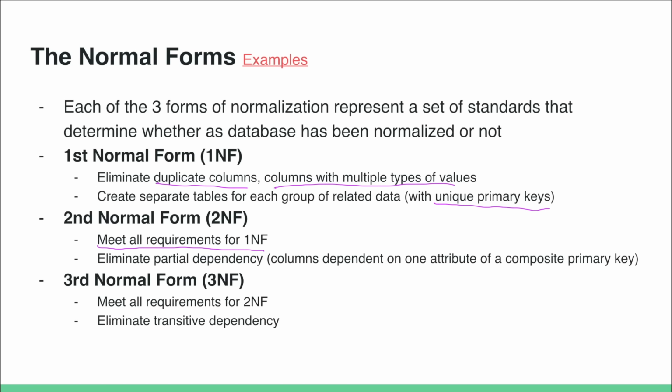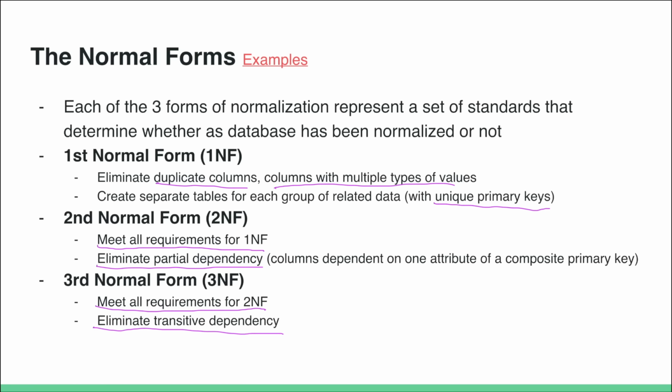The second normal form: meet all the requirements for first normal form, and then eliminate partial dependency, which we're going to talk about in an example here. And in the third normal form, we need to meet all requirements for the second normal form, and we also need to eliminate transitive dependency, which is another term that we're going to go through in our examples.